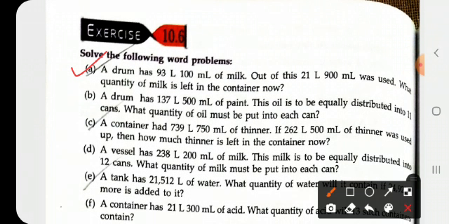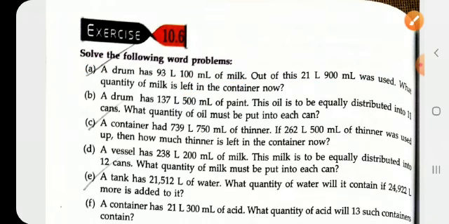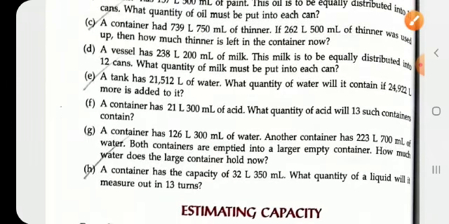Now there is a total quantity of milk that is given, which is 93 liters and 100 milliliters of milk. Now the amount of milk that was used is 21 liters, 900 milliliters. Now what quantity of milk is left in the container? So what you have to do, you will have to simply subtract them. Got it? Now even the next few sums go the same way, and we will do the sum number F.